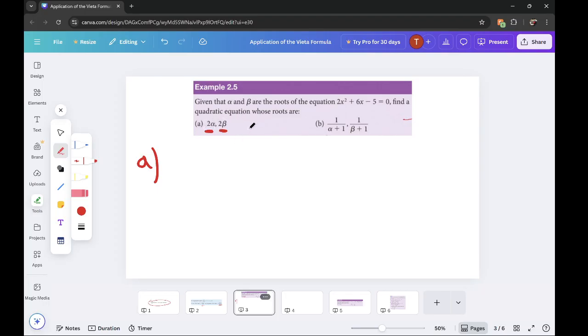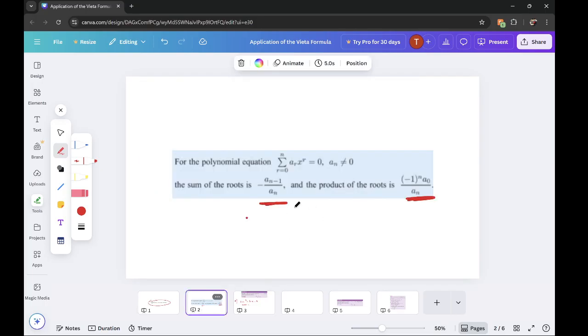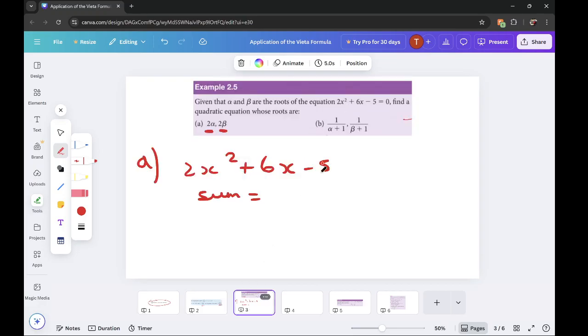So how are we supposed to do this? Before attempting anything, the first thing that we're supposed to do is to find the sum of the roots for the equation that we're given. So 2x squared plus 6x minus 5 is the equation that we're given. So we use our Vieta formula to find the sum and product of these two. So the sum of this is minus a of n minus 1 over a of n, so that's minus 6 over 2, which is minus 3.